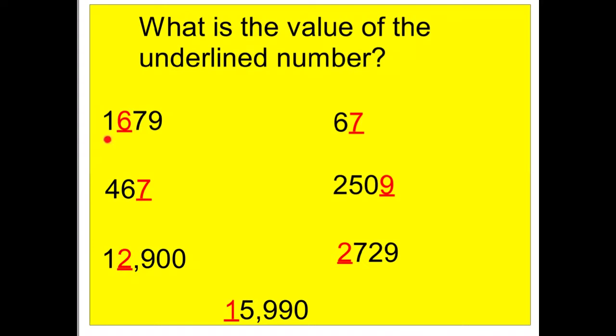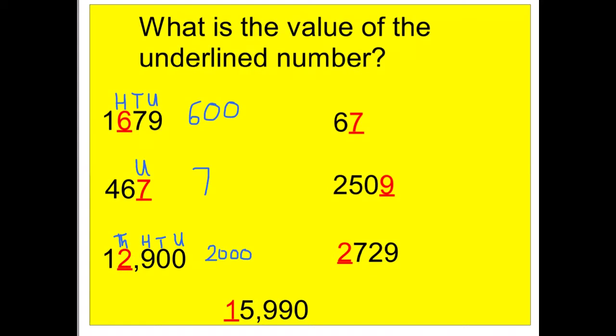Our first number, 1679. My 9 is units, my 7 is tens, and my 6 is hundreds. So that would stand for 600. My next number, 467, my 7 is units, so it is just 7 units. On to our 12,900. We begin with units on the extreme right, then tens, hundreds, thousands. So that is 2,000.